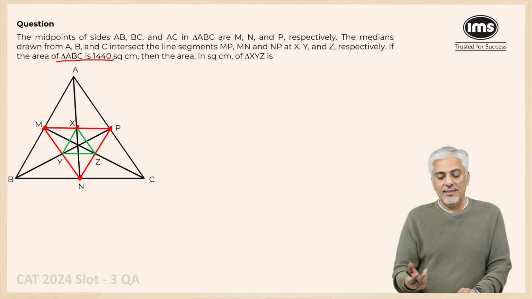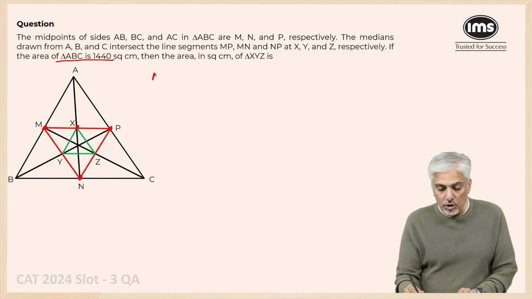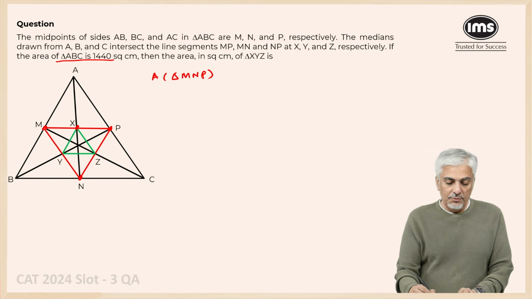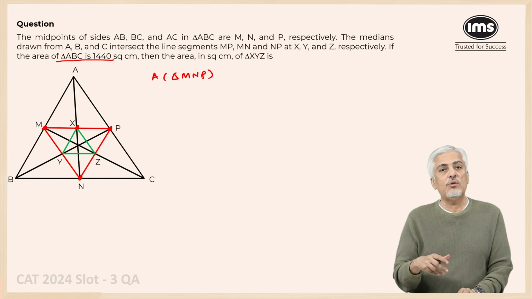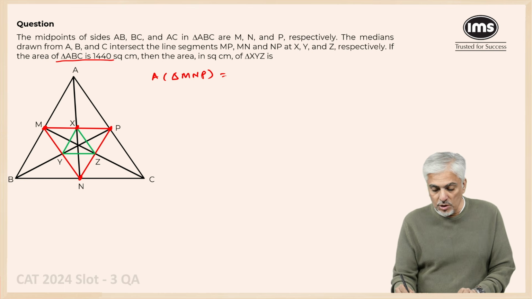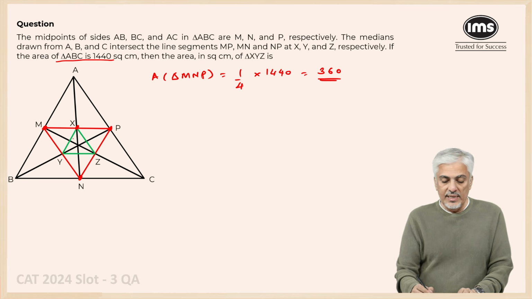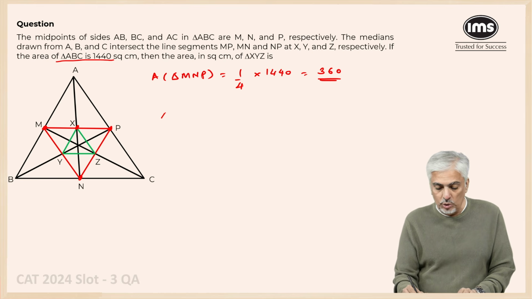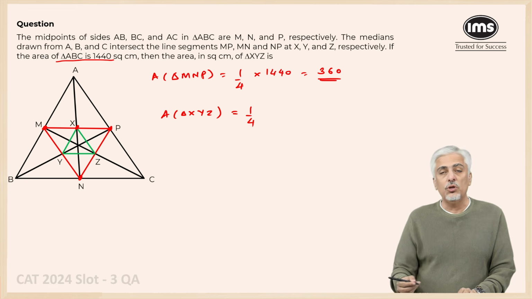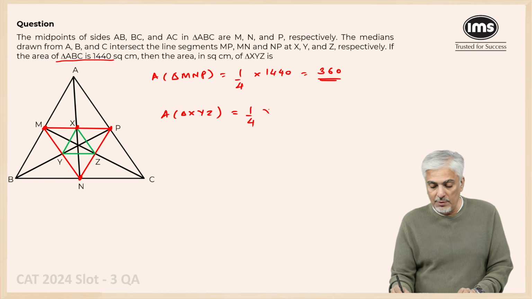Now, once you've got that, the question becomes very, very straightforward. What will be the area of triangle MNP first? Now, we know that because we have joined all the midpoints and we've got a triangle, that is always 1/4 of the area of the full big triangle. So, that will be 1/4 of 1440. That should come out to be 360. So, area of triangle MNP is 360. Same way, now when I join XYZ, those are also midpoints. So, area of triangle XYZ also will follow the same rule, 1/4 of triangle MNP, and that will be 1/4 of 360, which is 90.